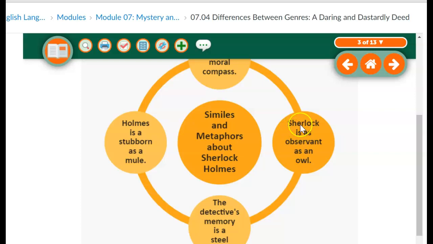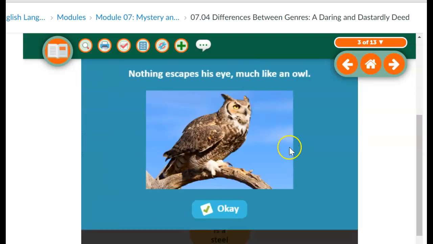So I like, Ricky, how you saw the is, but down here where they have the as is where it makes it a simile. But you were correct in your thinking to notice that. So this one could be tricky. But saying he's as observant as an owl, what do we know about owls? Well, they're out at night, and it seems like they're always seeing things. So nothing escapes his eye. So he sees everything.